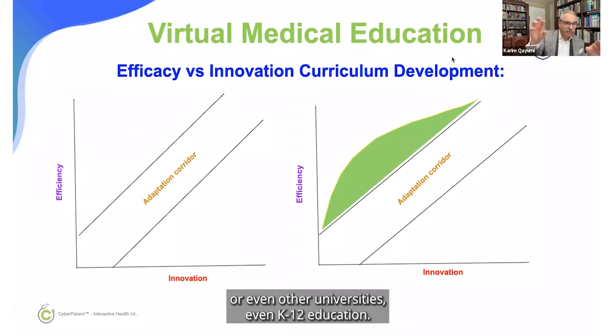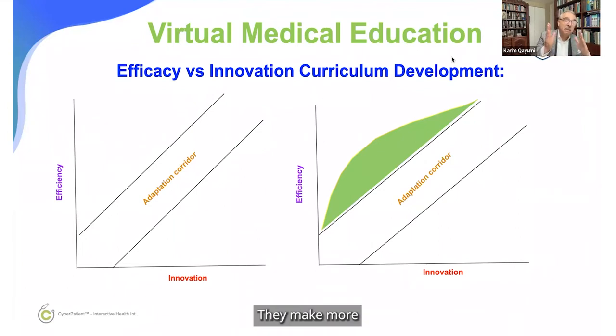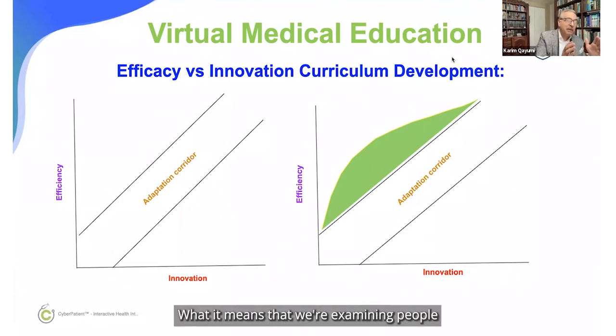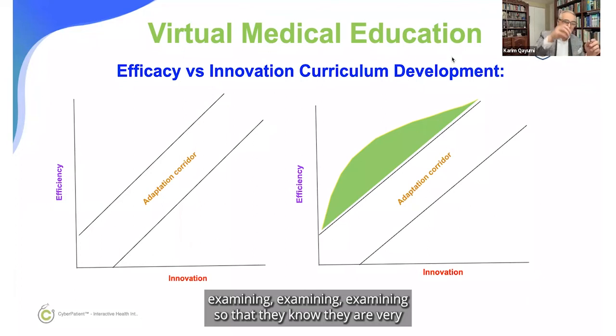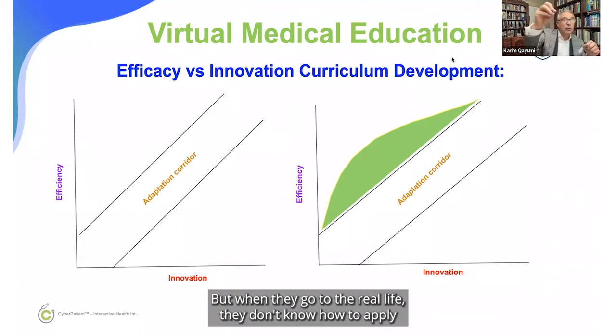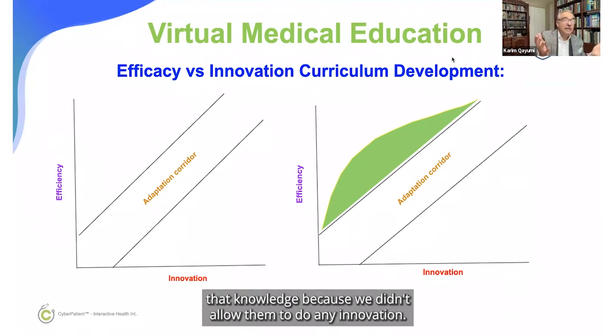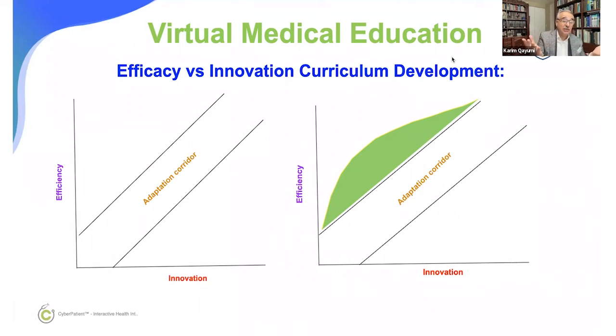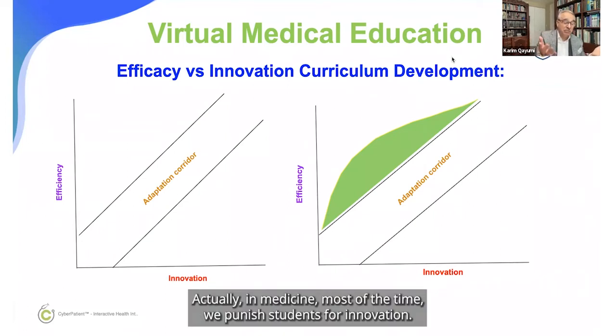In medicine, or even other universities, even K-12 education, they put more emphasis on efficiency. What it means is that we're examining people so that they become very efficient at answering questions in exams, but when they go to real life, they don't know how to apply that knowledge because we didn't allow them to do any innovation. Actually, in medicine, most of the time we punish students for innovation.